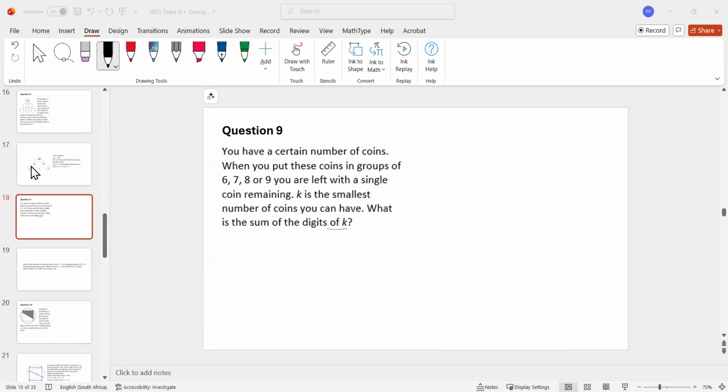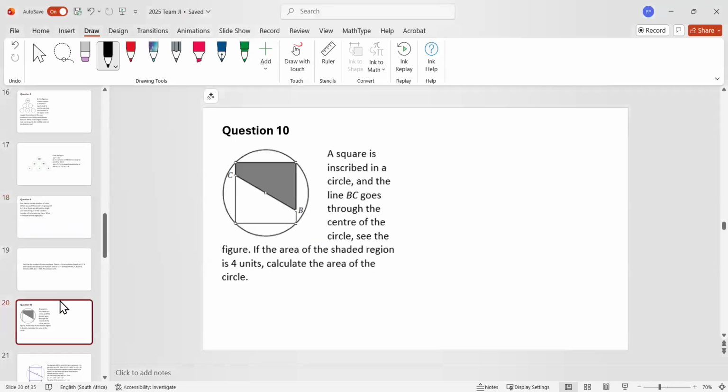All right. So the next question is question 10. A square is inscribed in a circle, and the line BC goes through the center of the circle. So you can see, this is what you got in the picture. If the area of the shaded region is 4 units, calculate the area of the circle.